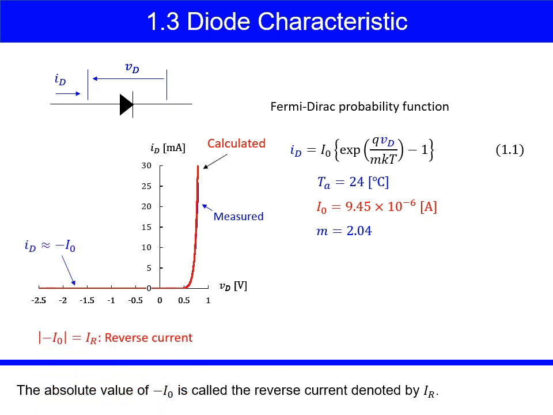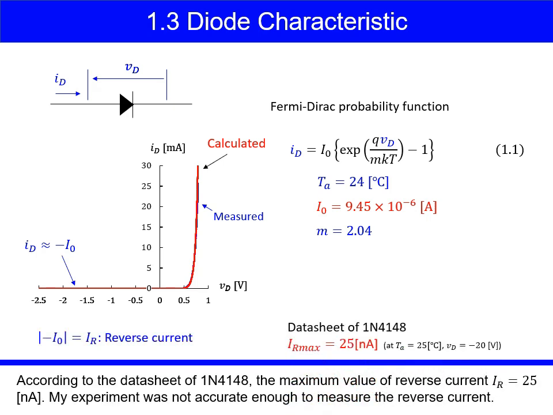The absolute value of negative I0 is called the reverse current, denoted by IR. According to the datasheet of 1N4148, the maximum value of reverse current IR equals 25 nanoamperes. My experiment was not accurate enough to measure the reverse current.